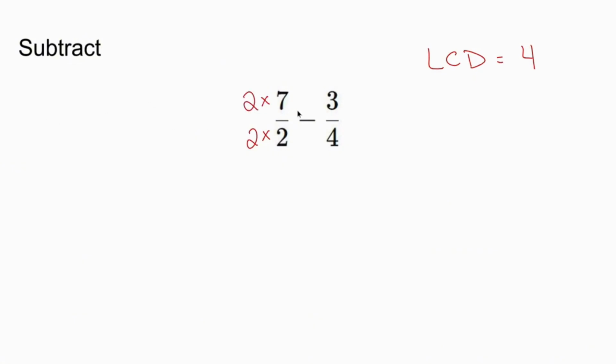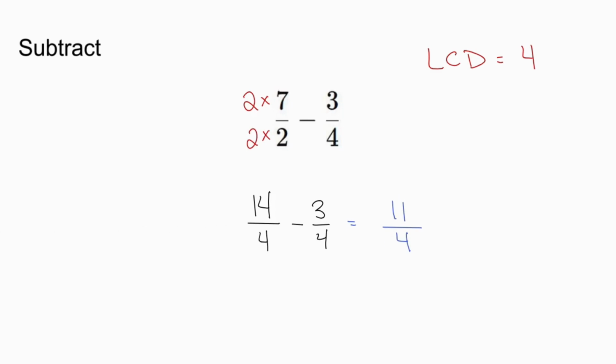So let's rewrite out that first fraction. 2 times 7 is 14. 2 times 2 is 4 minus 3 over 4. Now when subtracting fractions of the same denominator, you subtract the numerators normally. 14 minus 3 is 11. Keep the denominator exactly the way it is, and I get 11 over 4.